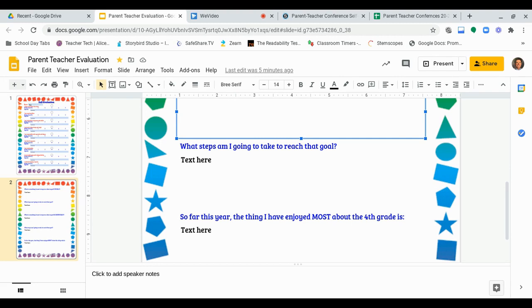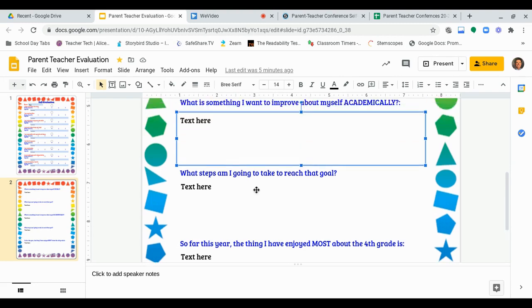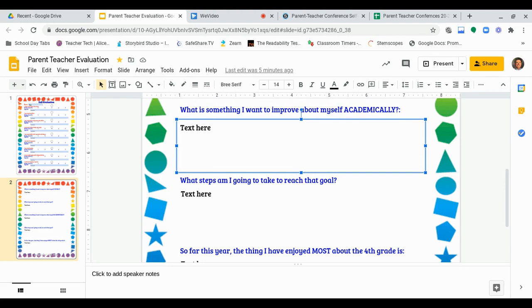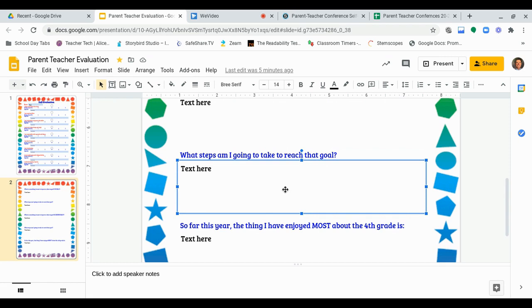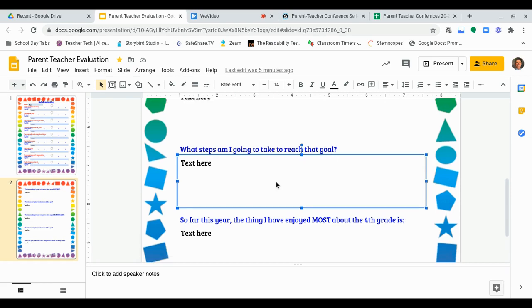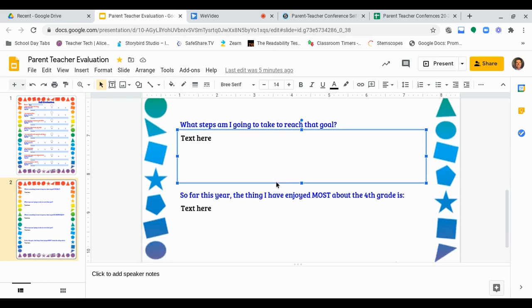If you want to, for instance, read more independently, you want to become a better reader, and you want to read more independently, you would explain it here. And what steps are you going to take to reach that goal? Well, maybe those steps would be, when I have free time, I'm going to read a book. Okay, my free choice is going to be, I'm going to choose to read a book. You could say that. That would be a step you could take to reach that goal.